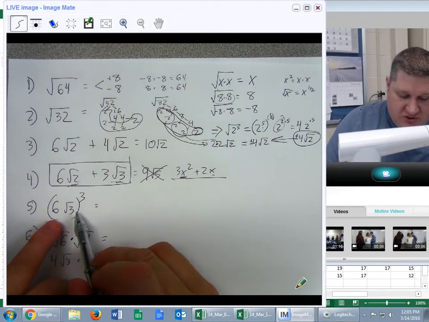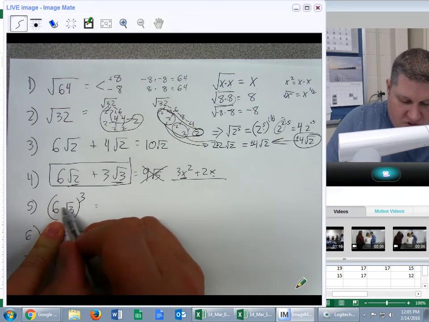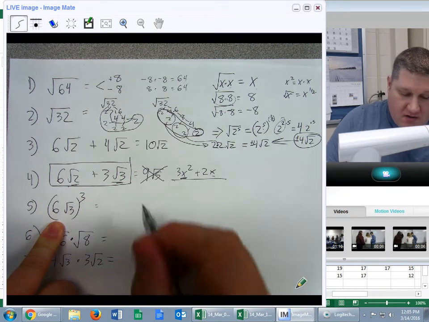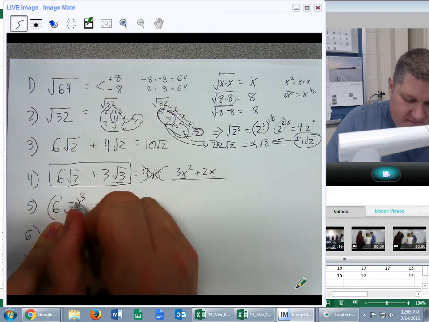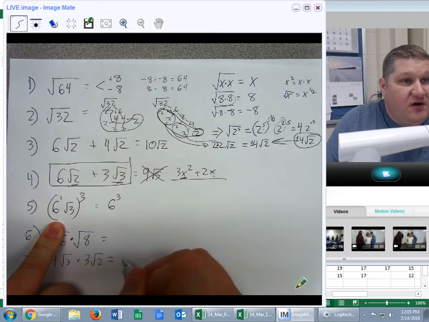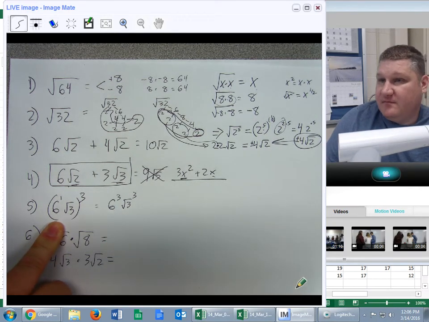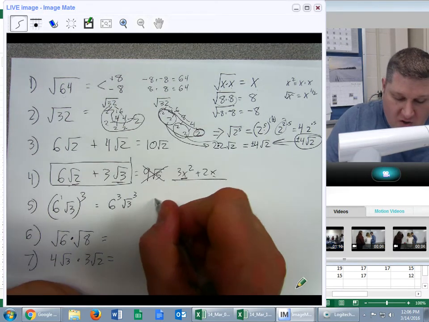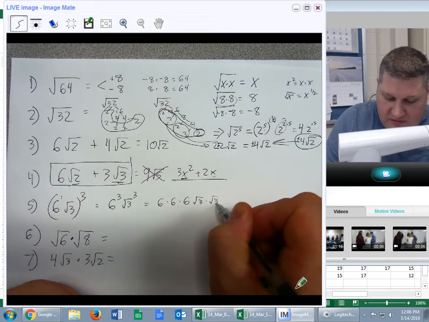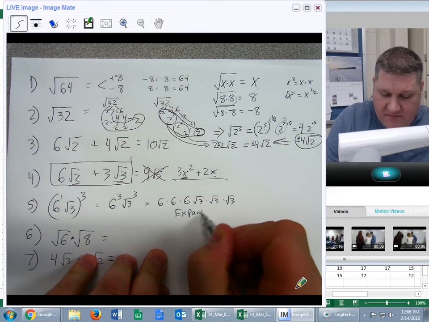In the same way, root 2 and root 3 are not like terms, cannot be put together. All right, what do I do for something like this? Who has a thought? Well, what do I do with a 6 root 3 raised to the cube? Can I give away the power? Yes. So I say 6 to the third, square root 3 to the third. Do we agree with that? Now here's a problem. What if I have 6 times 6 times 6 times root 3 times root 3 times root 3? Now that's in expanded form.